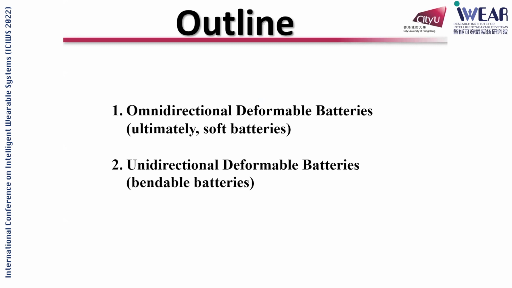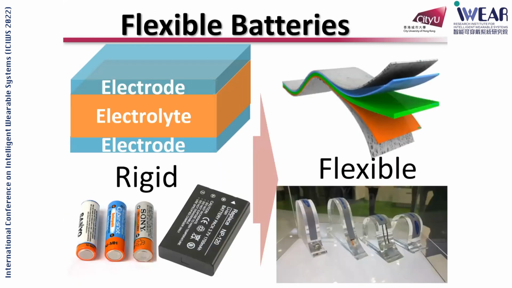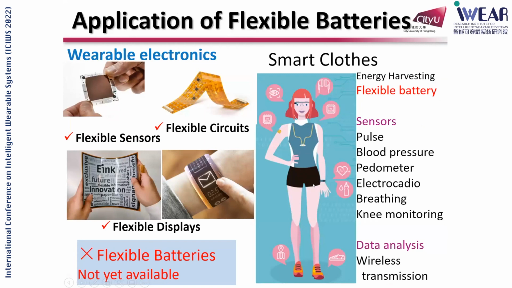First of all, when we talk about flexible batteries, I would like to divide them into so-called omnidirectional deformable batteries and unidirectional deformable batteries. The background is you have a battery and you want to make it flexible. Rigid structure batteries, like normal batteries, can become flexible batteries if you make them deformable. The background always comes from wearable electronics, but wearable electronics are sometimes flexible and sometimes not. For example, a smartwatch is not flexible at all.